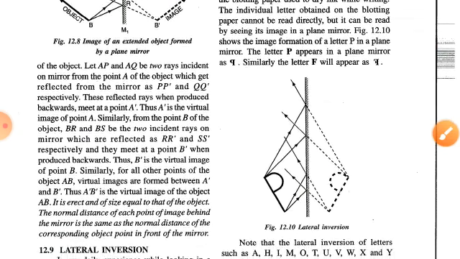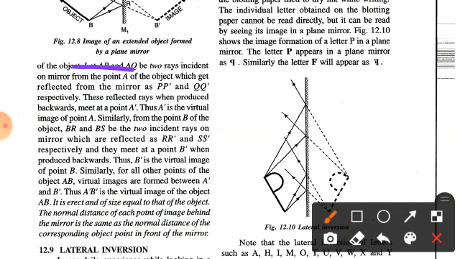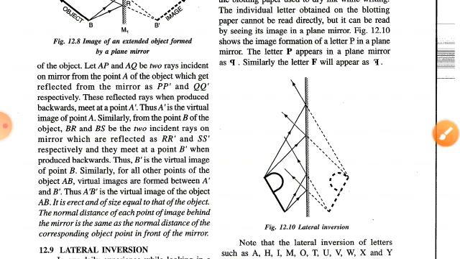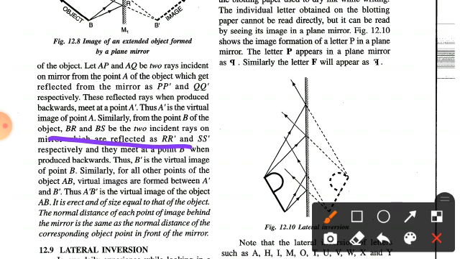Fine. Let AP and AQ be the two rays incident on the mirror from the point A of the object, which get reflected from the mirror as PP dash and QQ dash. These reflected rays, when produced backward, meet at the point A dash. So we can say that A dash is the virtual image of the point A. Similarly, from the point B of the object, BR and BS are the two incident rays on the mirror which are reflected as RR dash and SS dash respectively, and they meet at the point B dash.